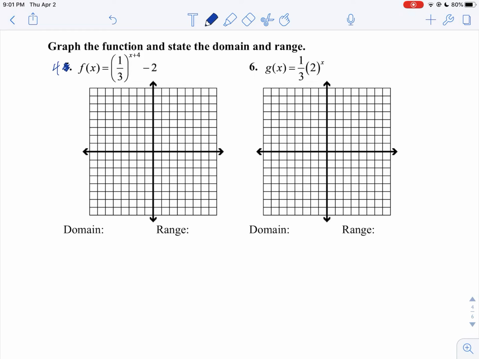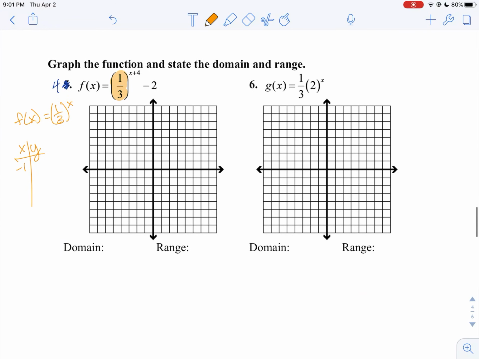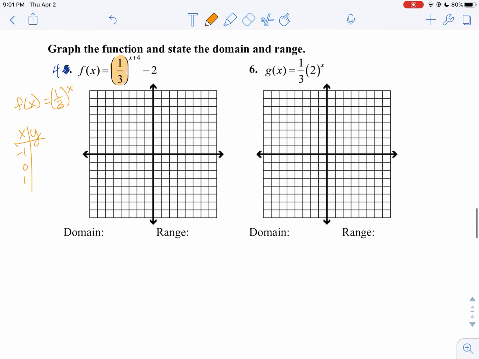So I notice that the base of my function is 1/3. I'm going to go ahead and graph the original parent function of just f of x equals 1/3 to the x power first, and then I will do the transformations on it. So as Mr. Baker showed you the other day, usually you just use a little XY chart or an f of x chart. And you plug in -1, 0, and 1 for your x values.